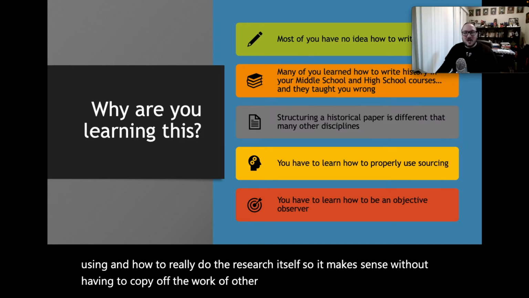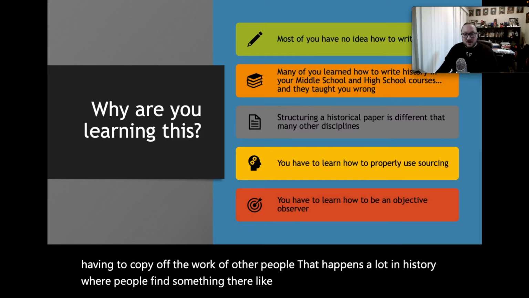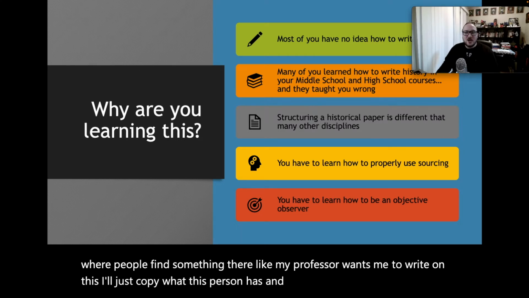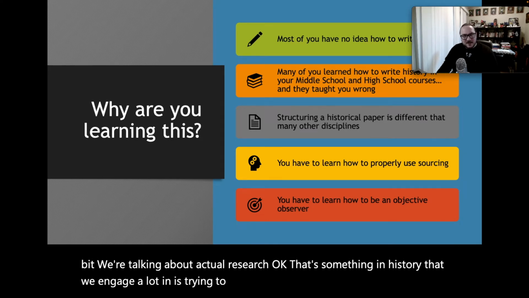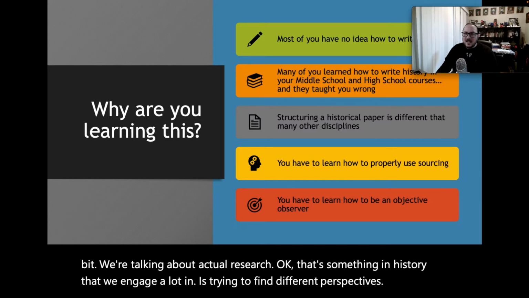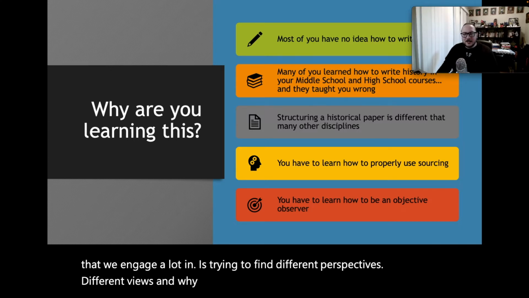That happens a lot in history, where people find something and they're like, oh, my professor wants me to write on this, I'll just copy what this person has and change the words around a little bit. We're talking about actual research, okay? That's something in history that we engage a lot in, is trying to find different perspectives, different views, and why things actually happen, okay?